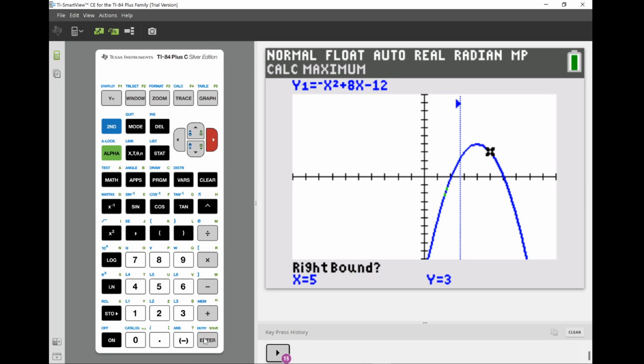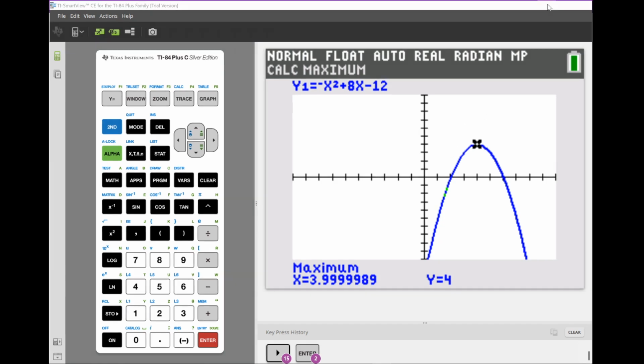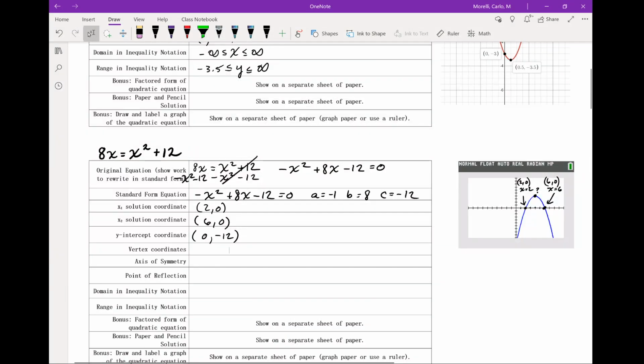Okay. Right bound. Enter. And so we see this one has a maximum at basically 4 comma 4. When the screen catches up, you'll see that it says x equals 3.9999999 and then y equals 4. So it's definitely 4 comma 4. So we'll write the vertex at 4 comma 4.